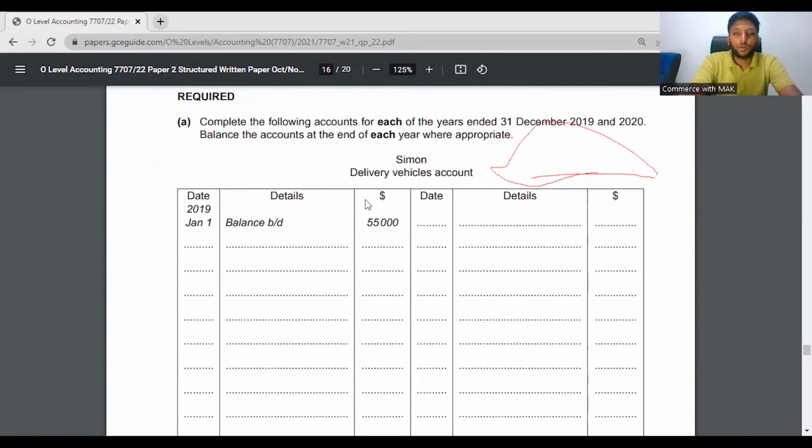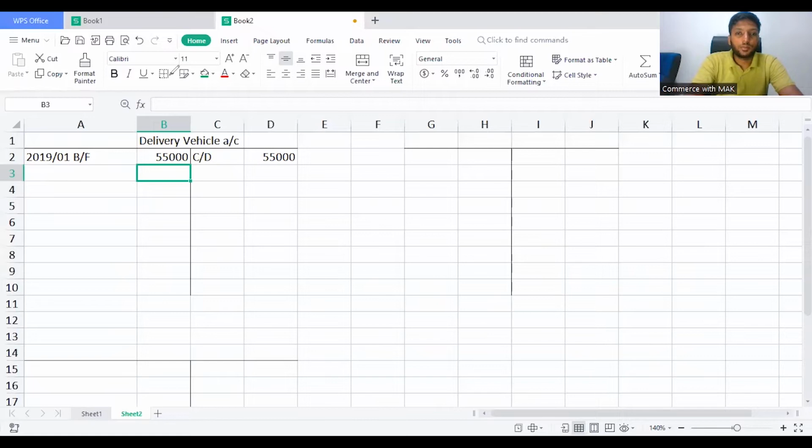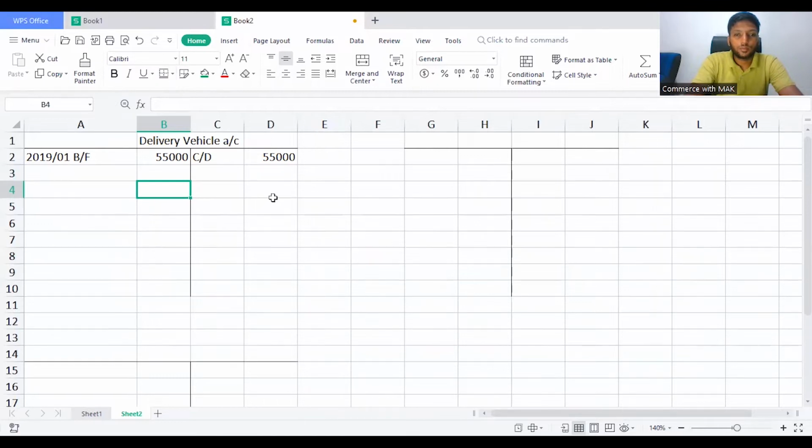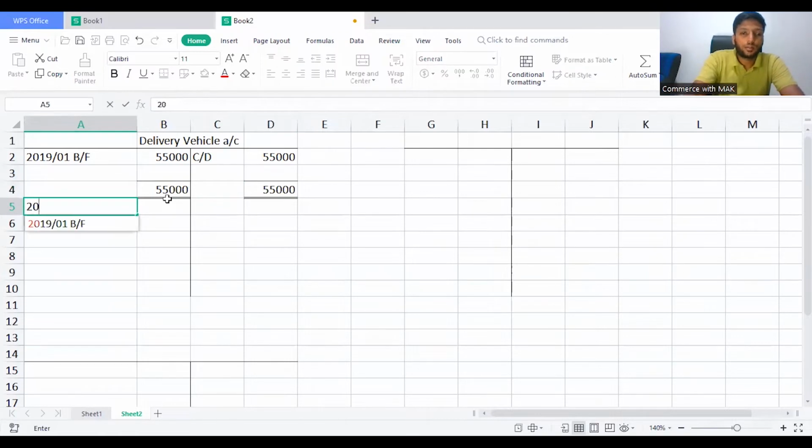So I'll move on to 2020. So I'm going to take a total here. Right. Leave some space when you're doing the sum. In both sides, I'll write 55,000 and 55,000. Then we have brought forward 2020 on January 1st. Brought forward is going to be 55,000.